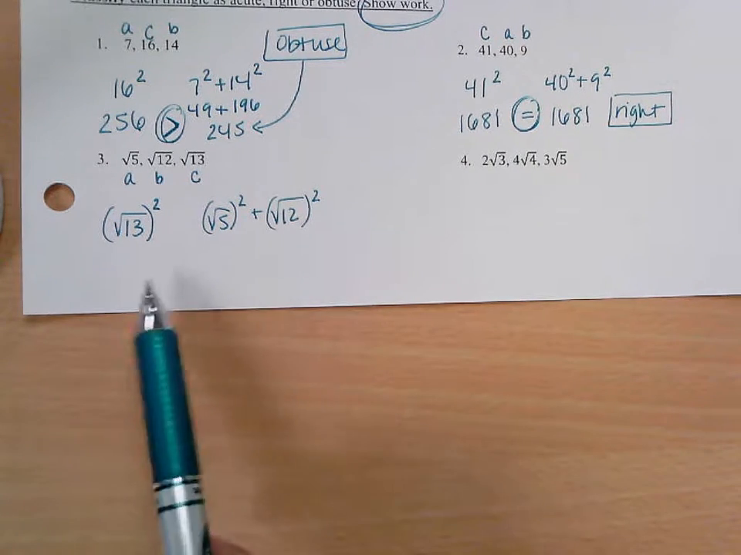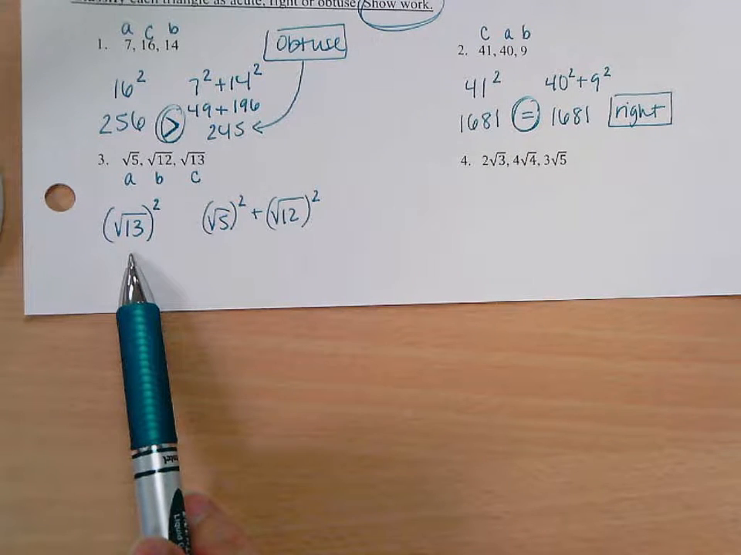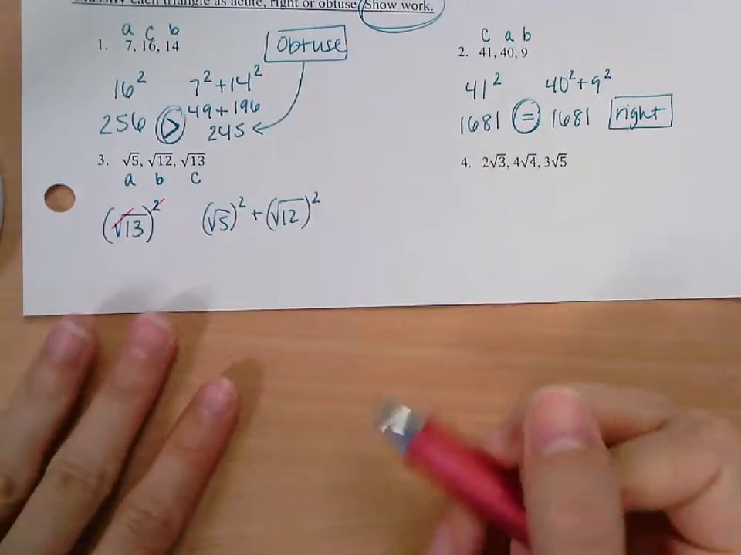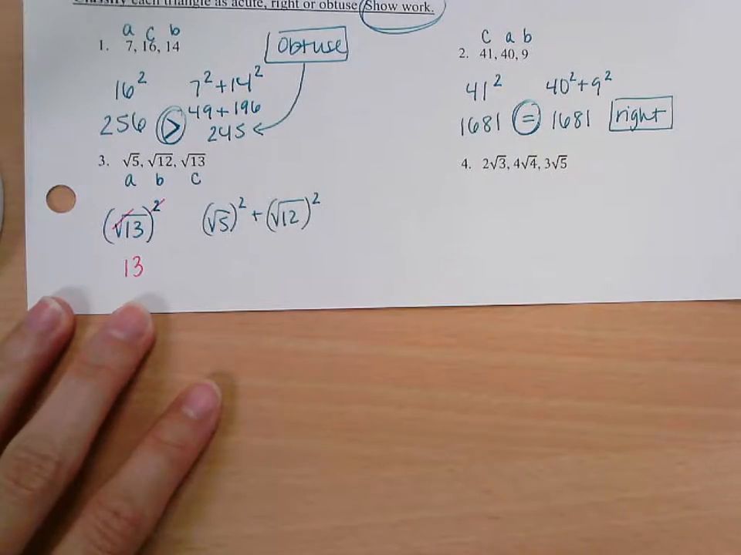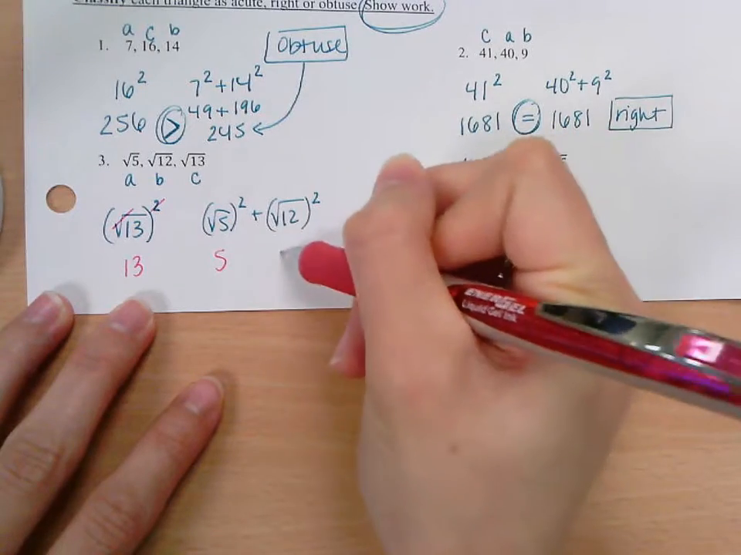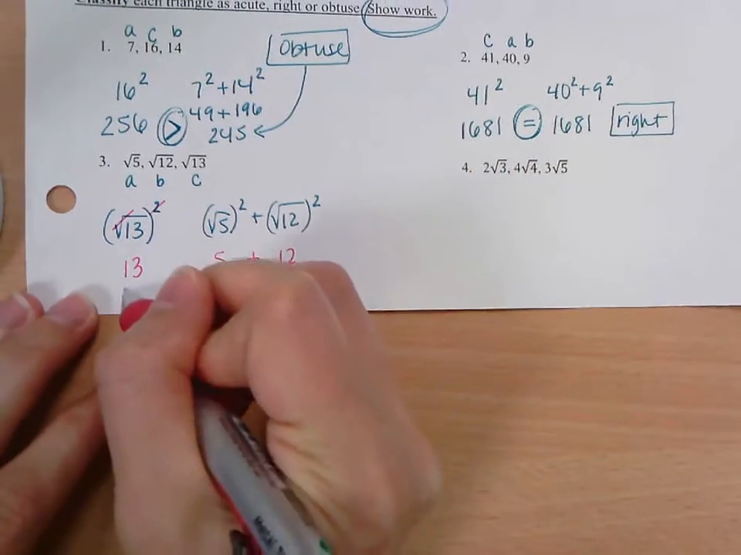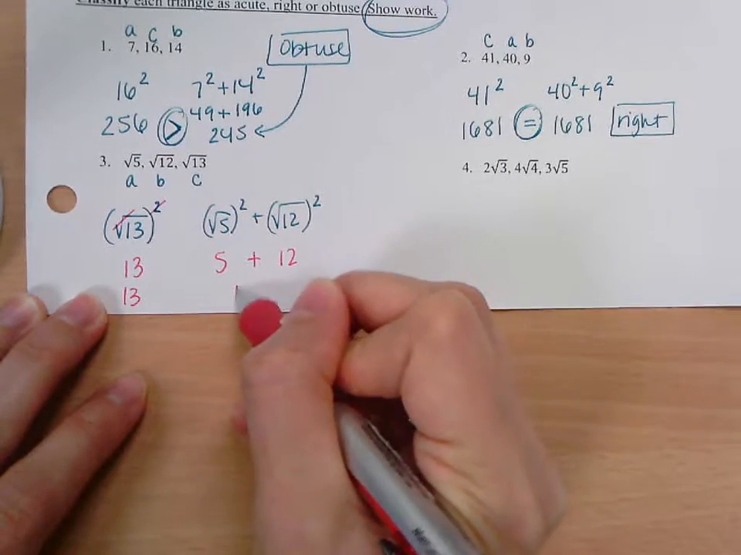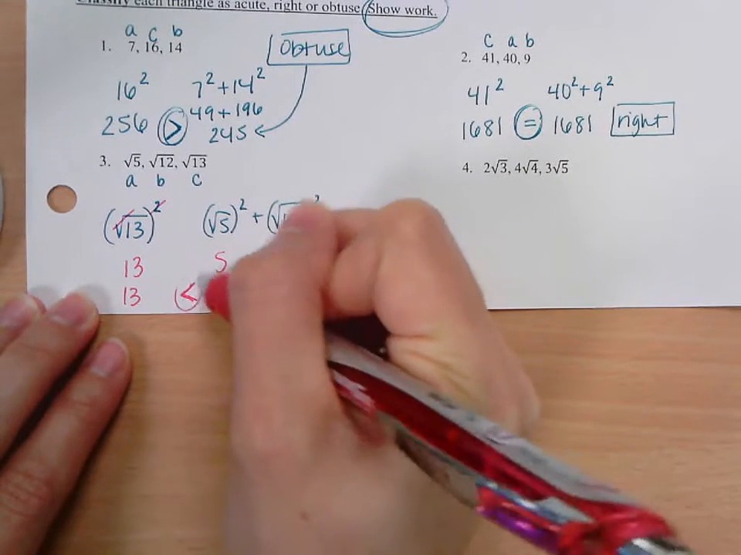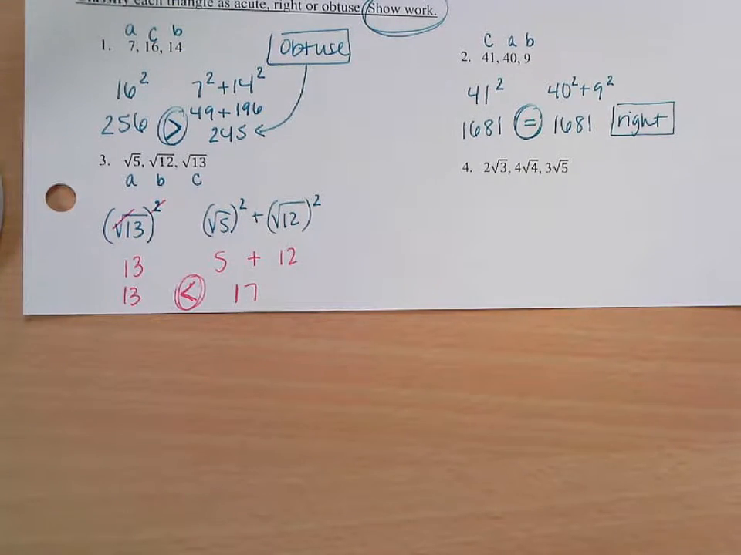Anyone know, without typing it in a calculator, what the square root of 13 squared is? It's just 13. So a square and a square root, those are like addition and subtraction. They're inverses. They cancel each other out. So when you square a square root, this is just 13. Meaning square root of 5 squared is just 5, and square root of 12 squared is just 12. So you get 13, and then 5 plus 12 is 17. 13 is less than 17. So this is what type of triangle? Acute.